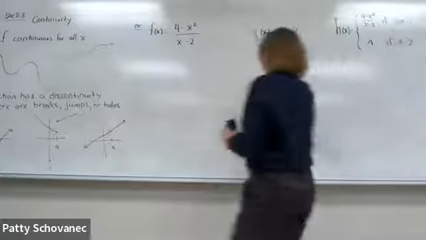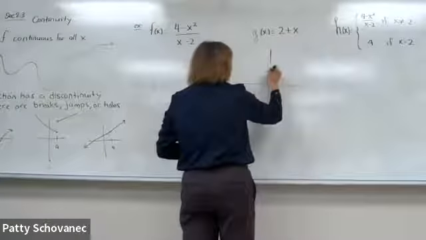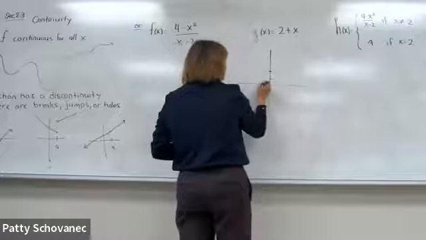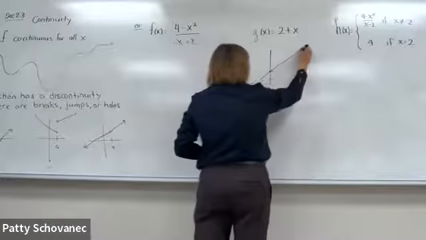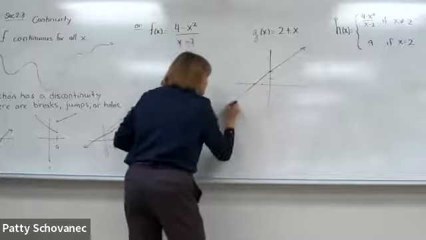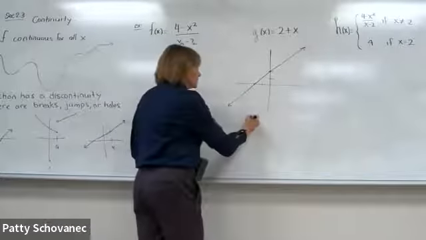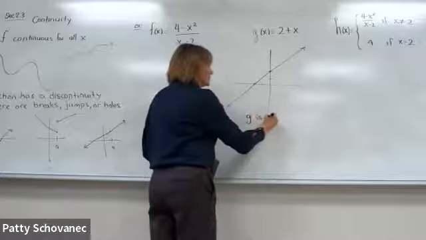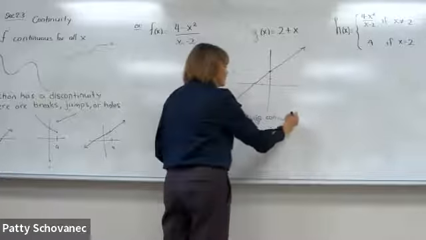Here's the graph of g of x. When x is 0, y is 2. When x is negative 2, y is 0. There's the graph of g of x. Just a pretty little line. So notice that g is continuous for all x.